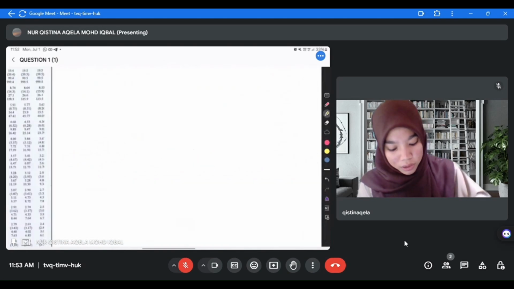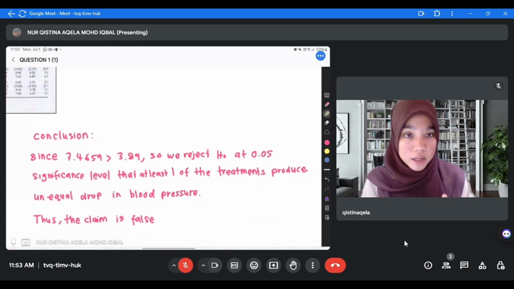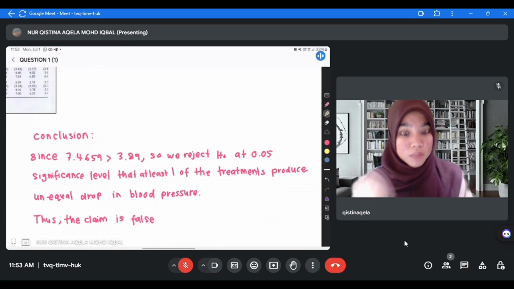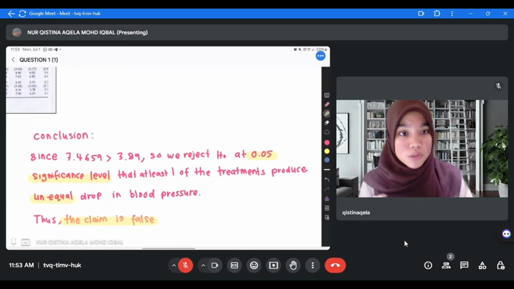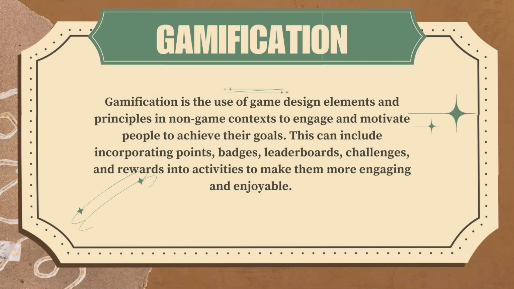For the last step, we want to conclude that since 7.4659, which is the F computation, is bigger than 3.89, which is the F value from the table, we reject the H null at the 0.05 significance level. At least one of the treatments produced an unequal drop in blood pressure. Thus, the claim is false. So we reject our H null and accept H1. That's all from me.